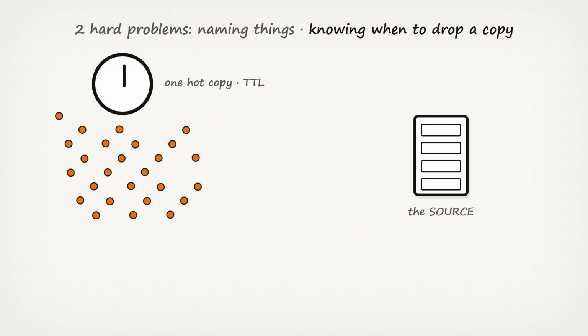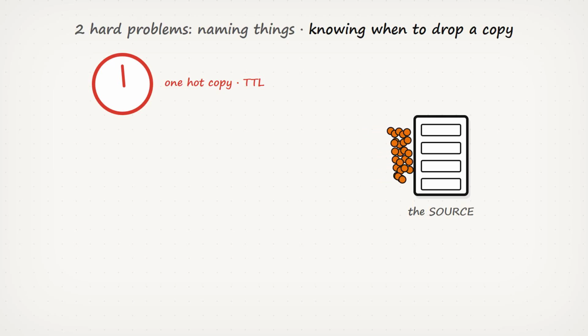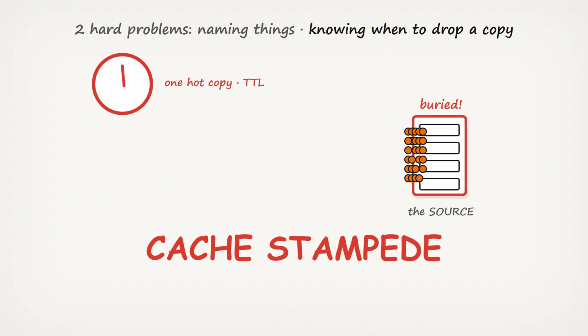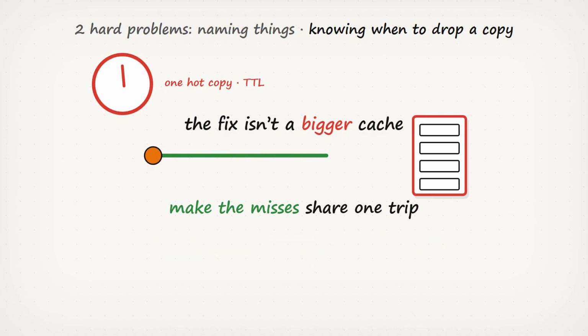There's an old joke. The 2 hardest problems in computer science are naming things and knowing when to throw a cached copy away. And here's the way it really bites. Picture one copy that thousands of people are using at once. Its timer runs out. And at that exact moment, every one of them misses together, and they all rush to the source at the same time. The database the cache was shielding gets buried under the traffic it was supposed to soak up. That's a cache stampede. The fix isn't a bigger cache. It's making those misses line up and share one trip instead of all charging at once.